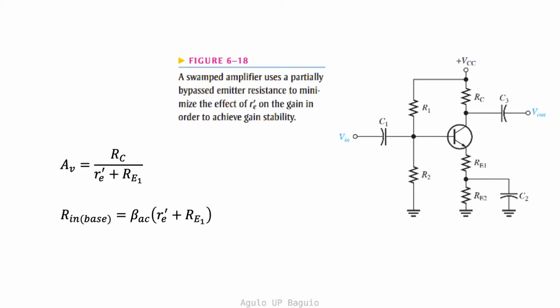If RE1 is at least 10 times larger, then the denominator in the expression for the voltage gain is just given by RE1. The addition of the resistor RE1 also changes the input base resistance by adding the value of RE1 to the AC emitter resistance as shown.